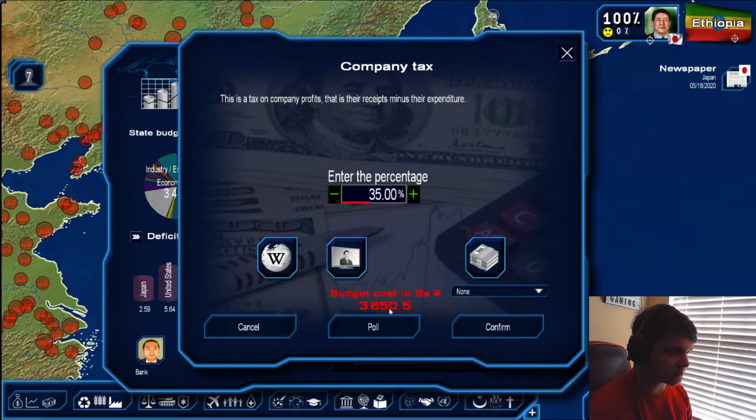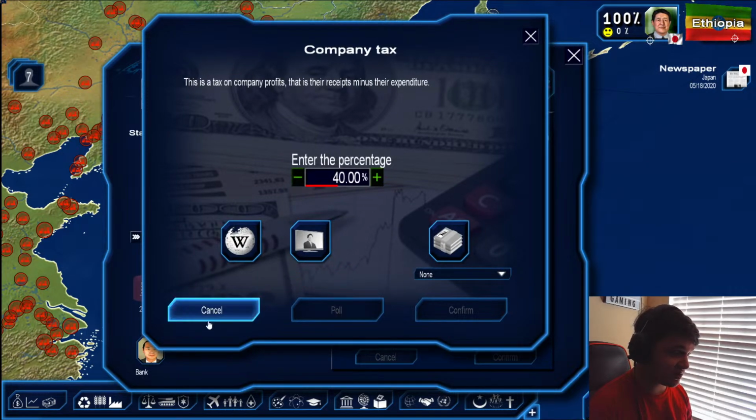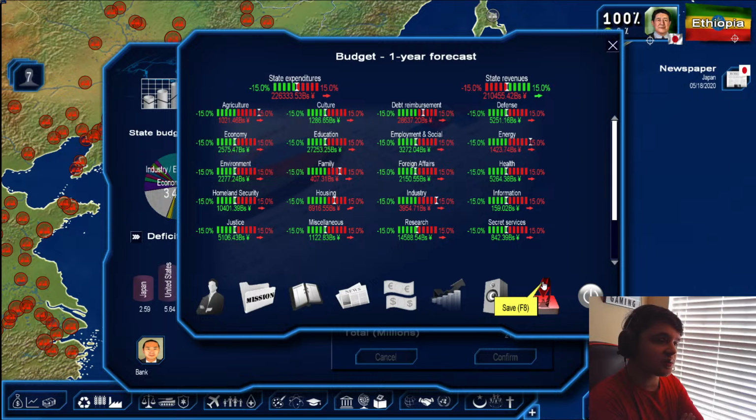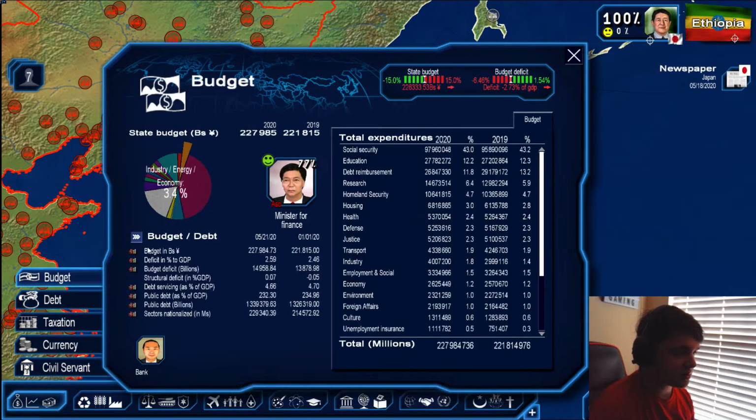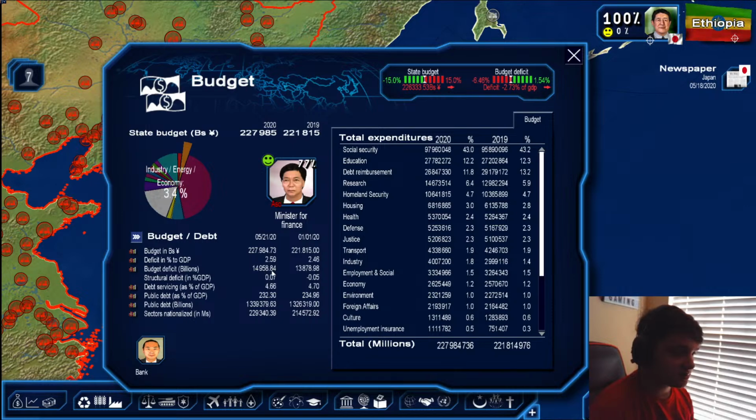So we're going to lose $36 billion if we lower the company tax to 35%. Can we do that? So let's look. We have $2.104 trillion in revenues. So we're going to lose $30 billion. We have about a $200 billion deficit. If we actually go and look at the budget deficit, it's going to be... What is that? Is that 100 billion? No?